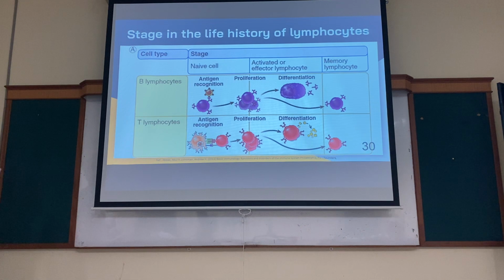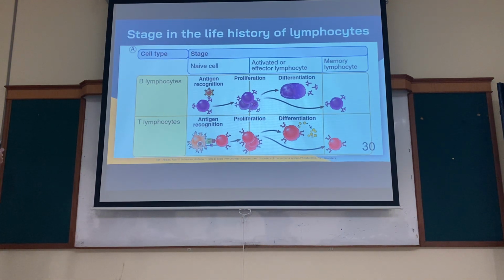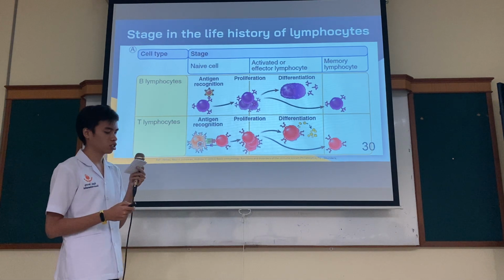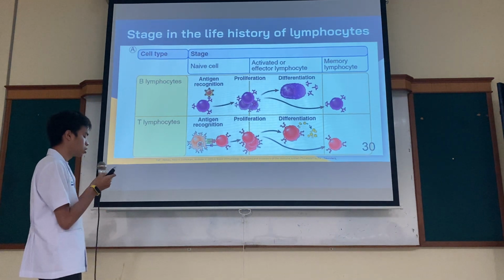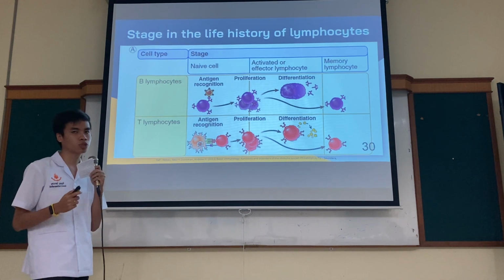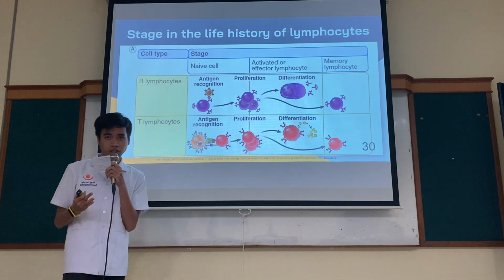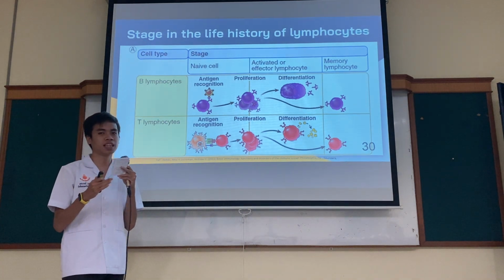Okay, this slide shows the stages in the life history of lymphocytes. The table shows that naive lymphocytes recognize foreign antigens to initiate the adaptive immune response. Naive lymphocytes need additional signals to proliferate and differentiate into effector cells. Effector cells develop from naive cells and function to eliminate antigens.